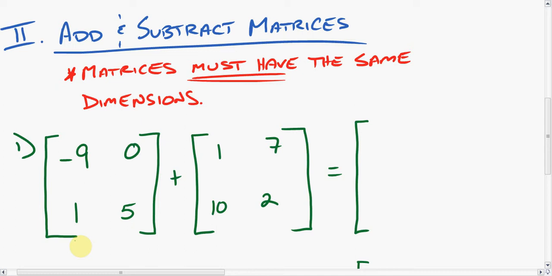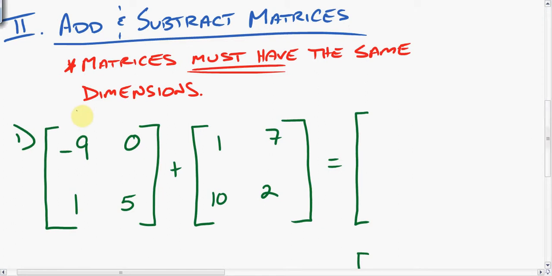So we've got our first problem here. We've got one matrix here, and the size of this matrix is 2 by 2. So we've got a 2 by 2 matrix, and we're going to add it to another 2 by 2. Because they're the same size, meaning they have the same number of rows by the same number of columns, we will be able to add them. When adding and subtracting matrices, it's like a bunch of addition problems. In this case we're going to have 4 different addition problems.